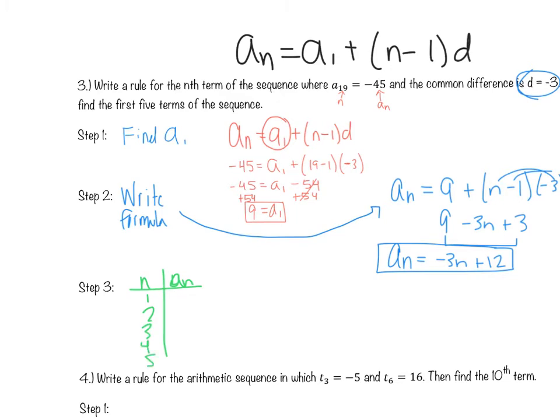Now I already know the first term, because that's what we found. The first term was 9. The second term, we're going to plug in 2 into our formula over here. So negative 3 times 2 is negative 6, plus 12 is 6. Then you'll plug in 3 in here. Negative 3 times 3 is negative 9, plus 12 is 3, and you can sort of get the pattern here. 9, 6, 3, that's going to be 0, and this is going to be negative 3. So our sequence for the first 5 terms is 9, 6, 3, 0, negative 3.